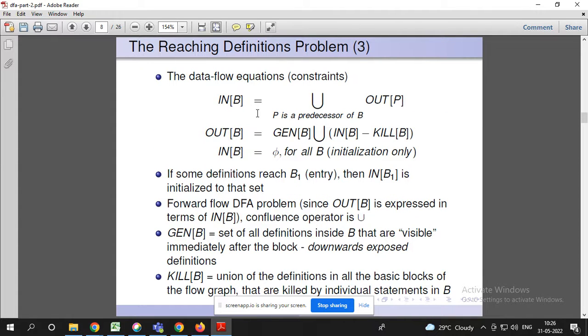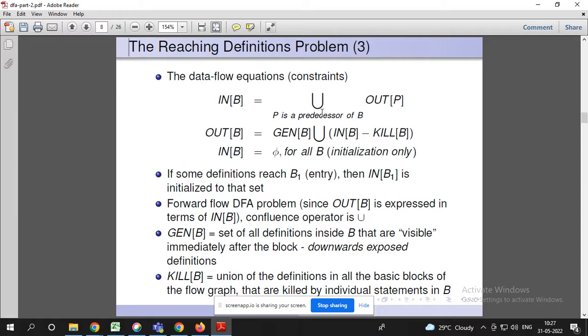First, what are the definition problems? There are data flow equations. What is in of B? I already said what in of B is. The definitions that come inside the basic block are called in of B. What is out of B? The definitions that came out of the basic block are called out of B. So in of B is initially the union of P, where P is a predecessor of B, so P is the previous basic block. What are the previous basic block's informations? The union of out of P is also called in of B.